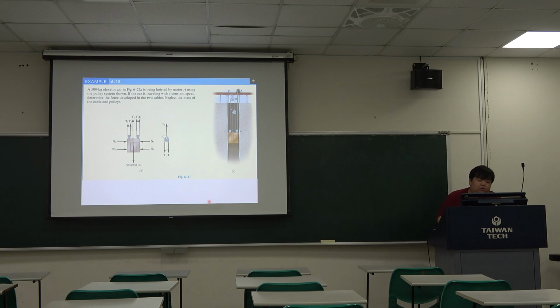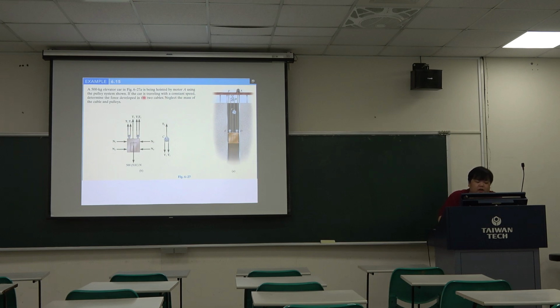The next example: a 500 kilogram elevator car in this figure is being hoisted by motor A, using the pulley system shown like this part. If the car is traveling with constant speed, determine the force developed in the two cables, neglecting the mass of the cables and the pulleys.